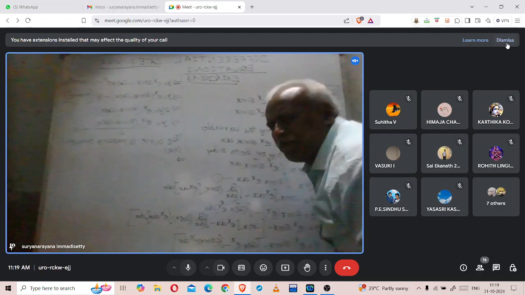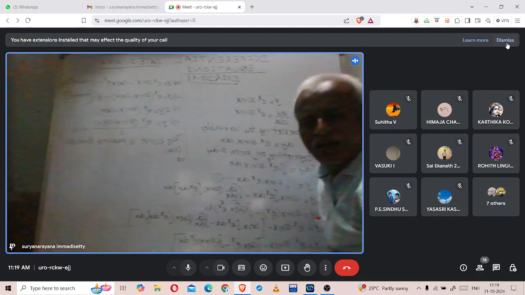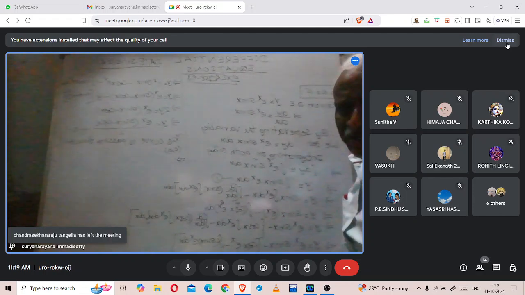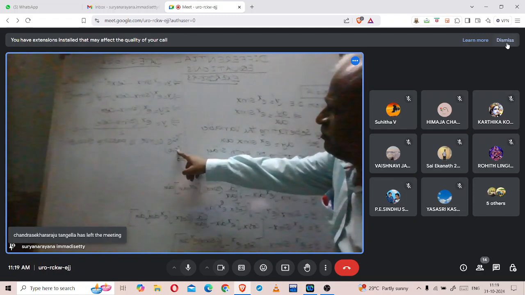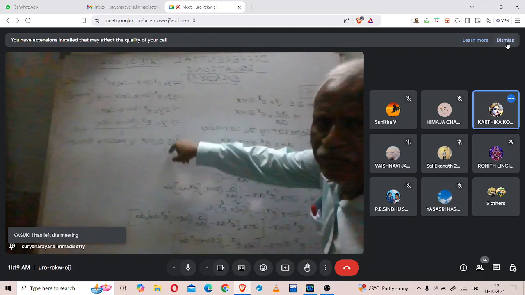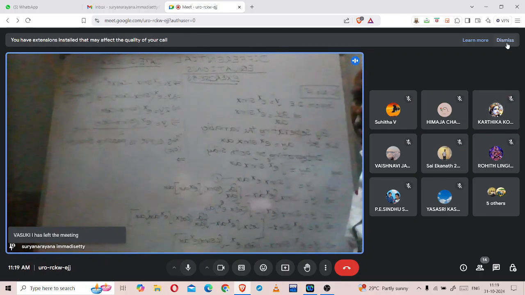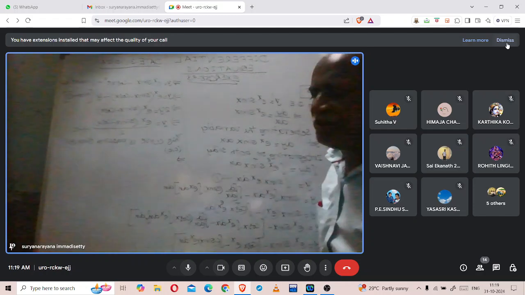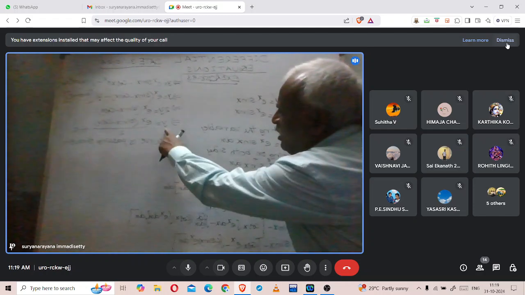Since the curve passes through 0, 0, what do we do? Substitute the point in the curve. Substitute the x coordinate in place of x, and the y coordinate in place of y. So what will we get? The y coordinate is 0.